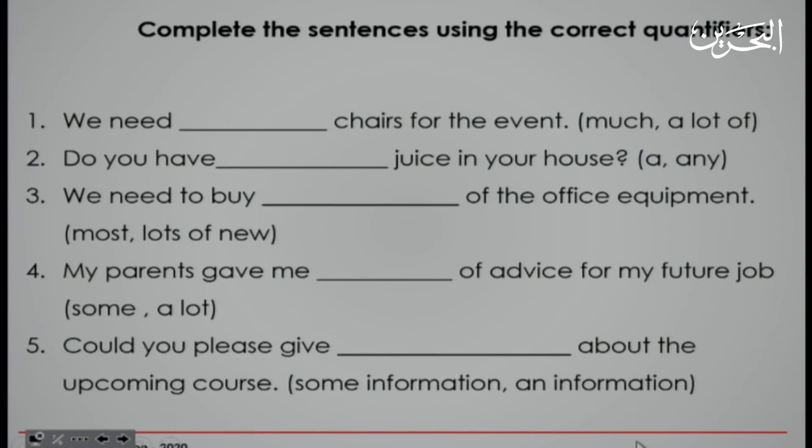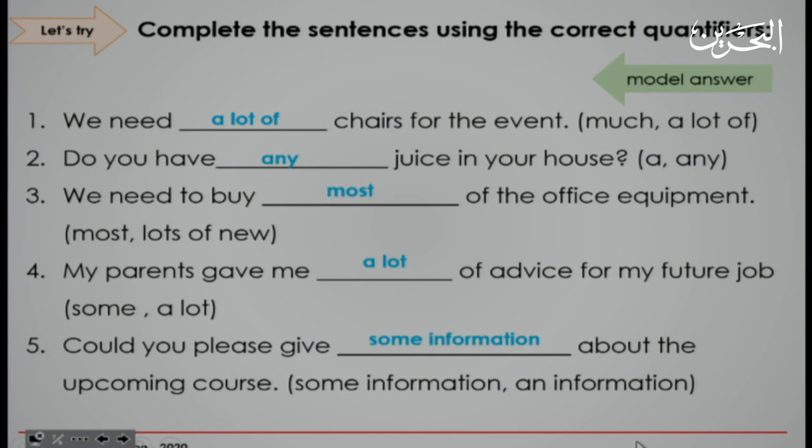All right, let's check the answers now. The first one, a lot of. And here are the rest. Do you have any juice? We need to buy most of the office equipment. My parents gave me a lot of advice. Could you please give some information? Well done.